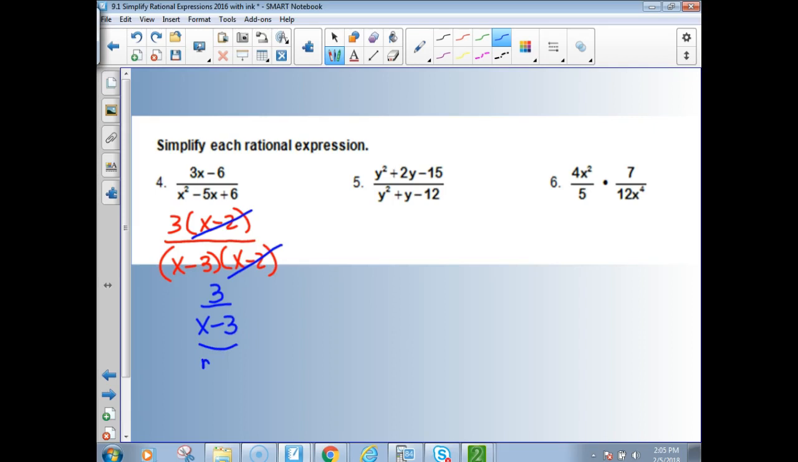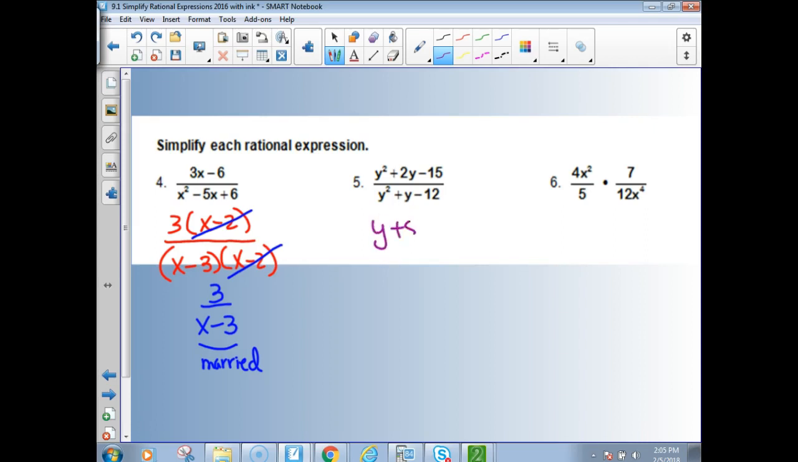These are married. They're stuck together, okay? It's not a product. You cannot cancel or divide by 3 top and bottom here and write 1s in their places. You can't do that. These are married. So I'm saying married because it's just weird and you might remember it. Don't separate them.